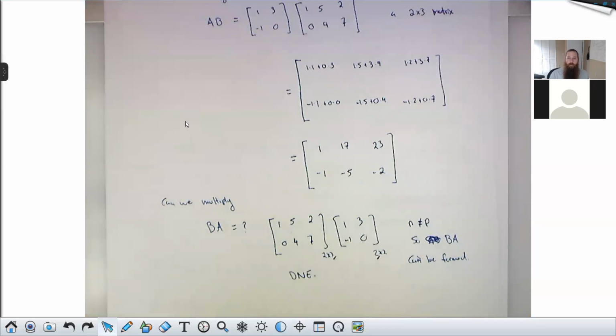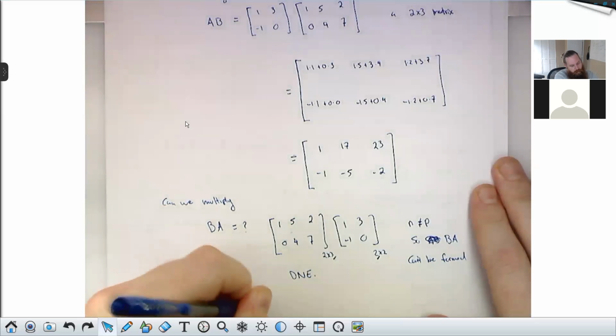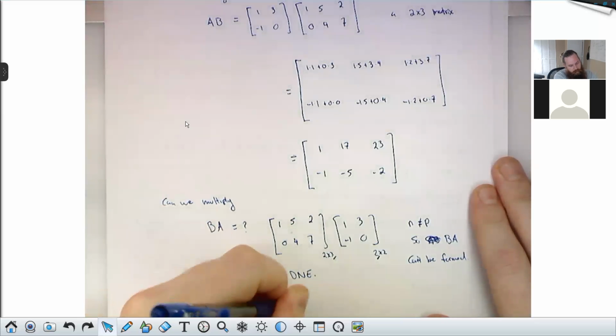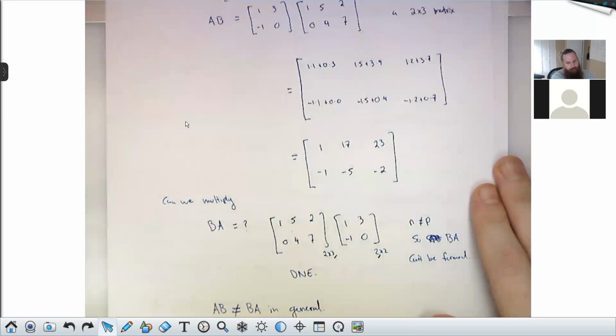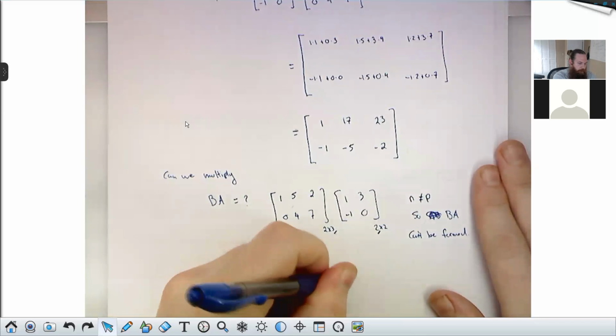So matrix multiplication, the first lesson here is that it's not commutative. In real numbers, x times y is always the same as y times x. 2 times 3, 3 times 2, it doesn't matter. Matrices, it matters. A times B is not always the same as B times A, even if both can be formed.